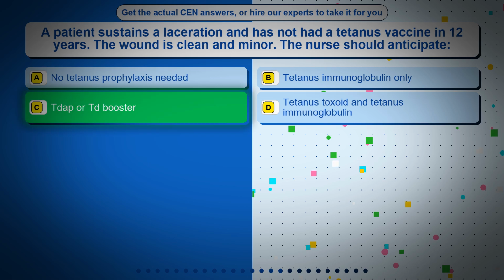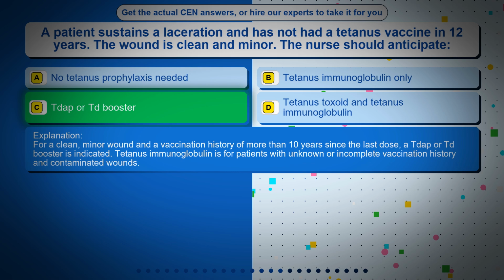Tdap or Td booster. For a clean, minor wound and a vaccination history of more than 10 years since the last dose, a Tdap or Td booster is indicated. Tetanus immunoglobulin is for patients with unknown or incomplete vaccination history and contaminated wounds.